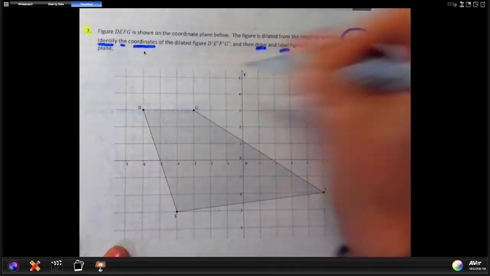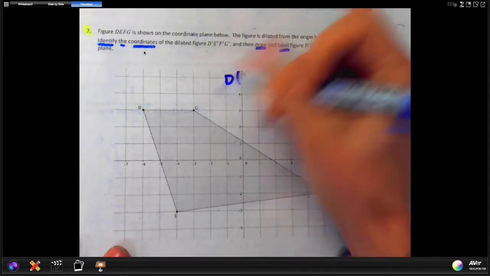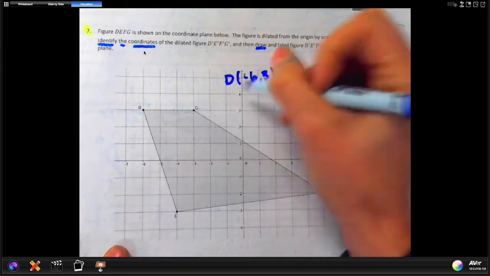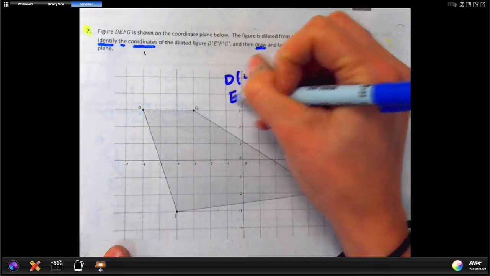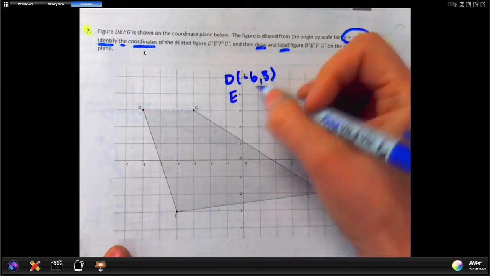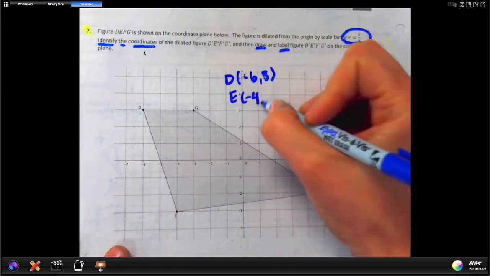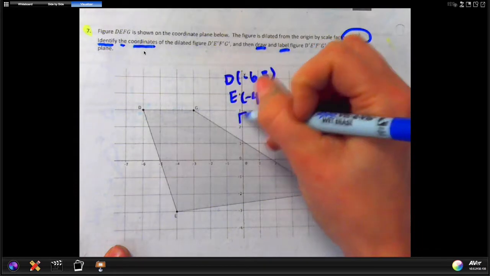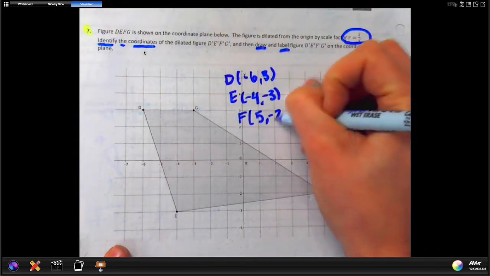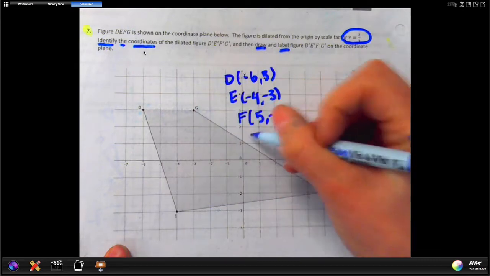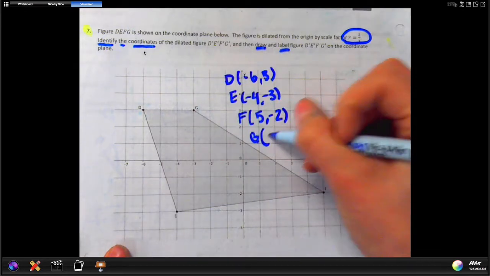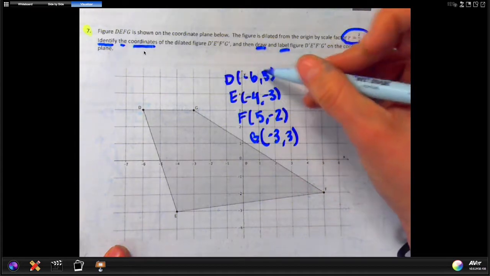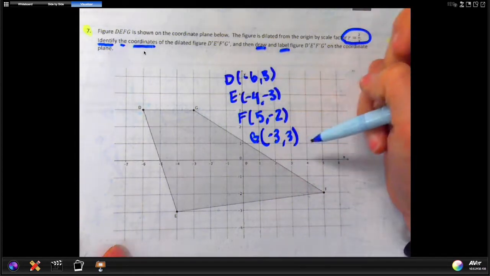So point D right now is at negative 6, positive 3. Point E is at negative 4, negative 3. Point F is at positive 5 and negative 2. And finally, point G up here is at negative 3, positive 3. Now, we're going to multiply all the numbers that we just found by 2/3.